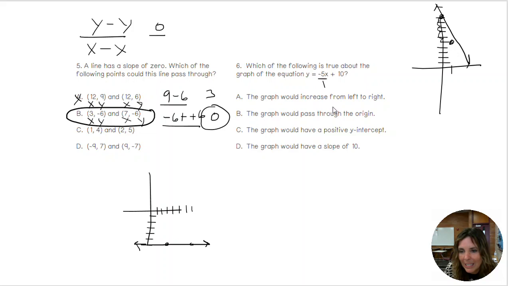So the graph would increase from left to right. So this is left, this is right. This one is not increasing from left to right. The graph would pass through the origin. No, this graph passes through the y-intercept of 10. The graph would have a positive y-intercept. Yes, the y-intercept is a positive 10. And then the graph would have a slope of 10. No, the slope is a -5.